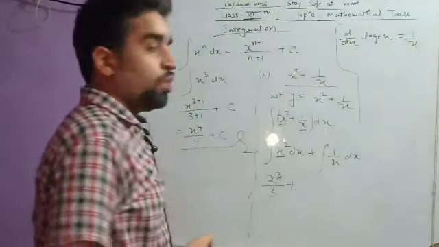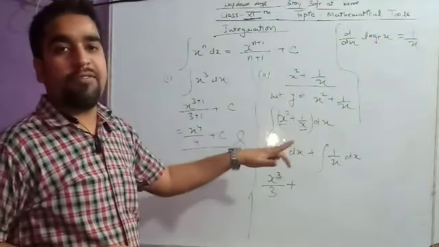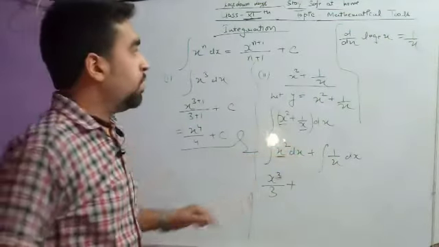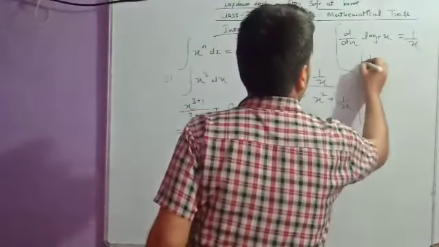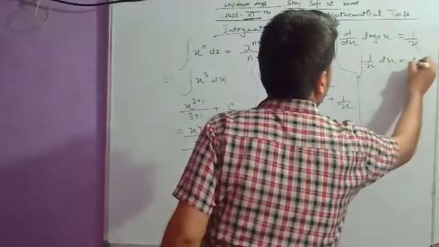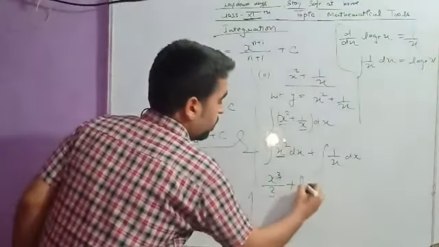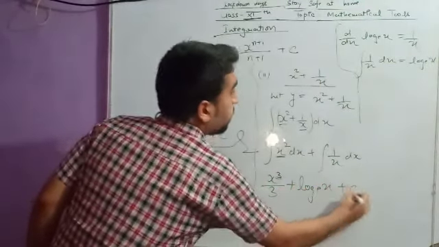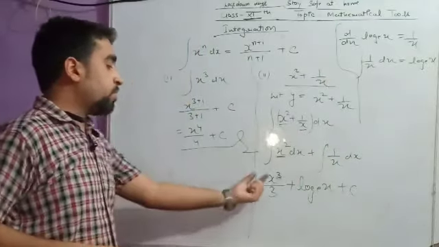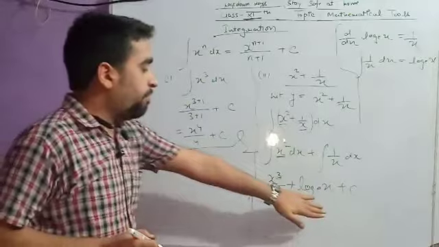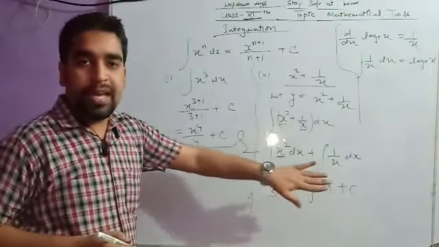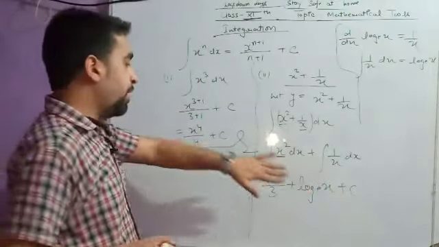As I taught you, integration is the inverse function of differentiation. So differentiation of log x is 1 upon x. Then integration of 1 upon x will be how much? The answer is log x. So x cube upon 3 plus log x plus c. This is going to be the answer. Why have we written c? I have told you, in every answer of integration we will write c.